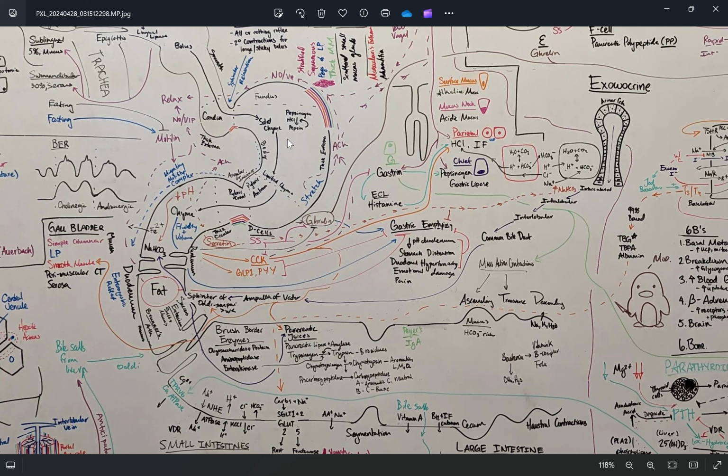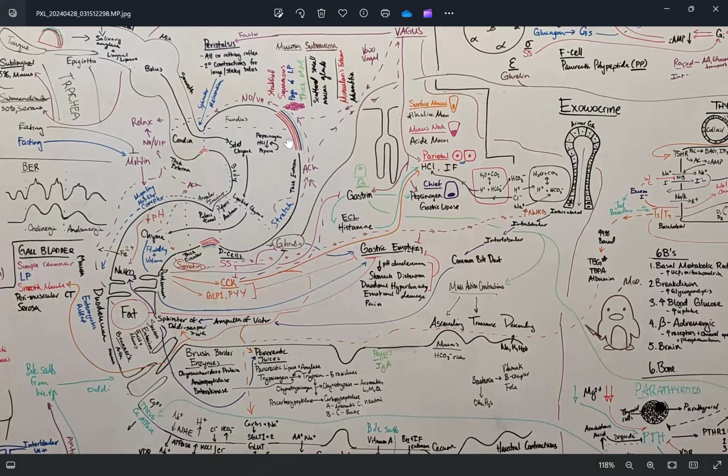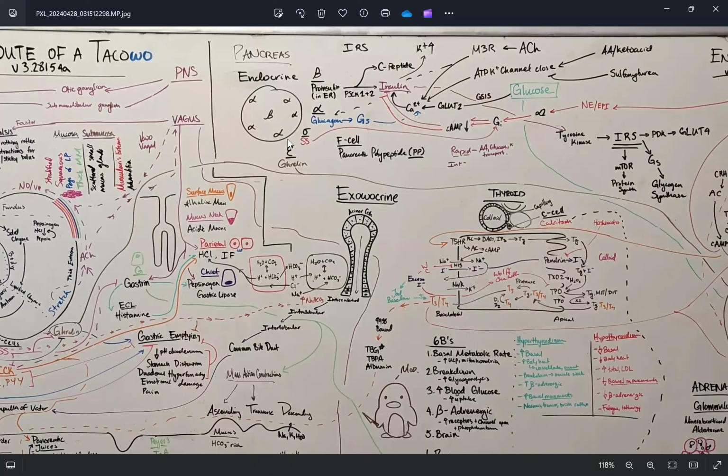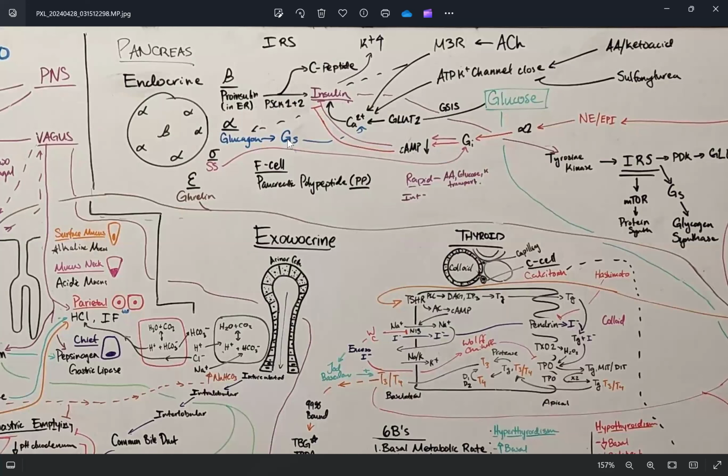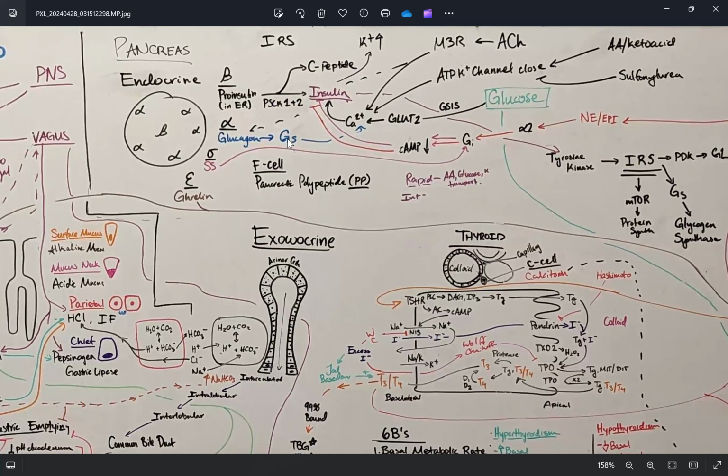Moving on from the exocrine part of the pancreas to the endocrine part of the pancreas, your cells are organized in islets of Langerhans. You have different types of cells in your endocrine system. For the pancreas, you have your alpha cells, which will release glucagon; your delta cells, which will release somatostatin, again more inhibitory effects; and then you have epsilon cells, which will release ghrelin. And then your beta cells, which will release insulin.